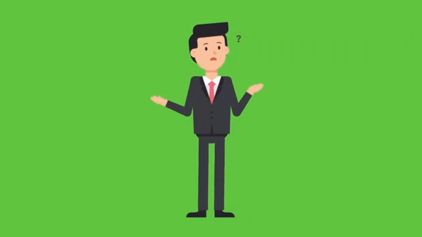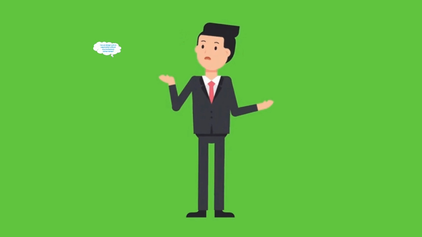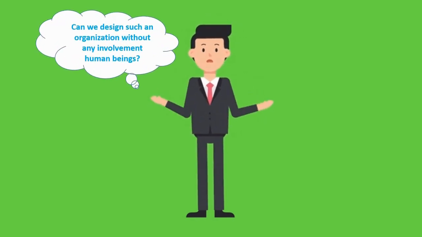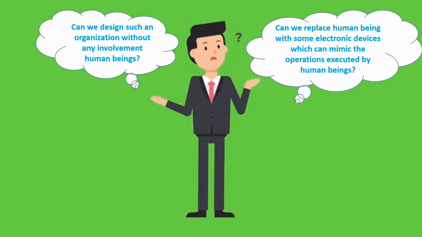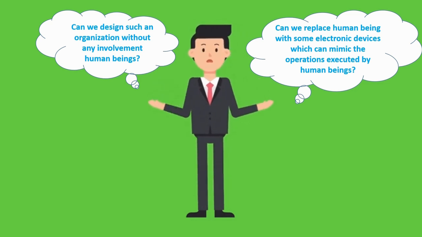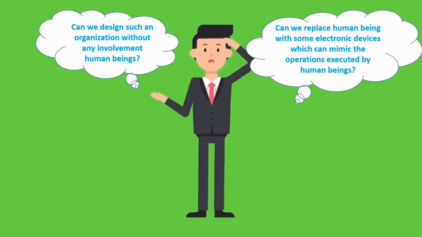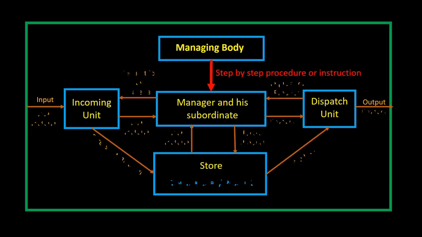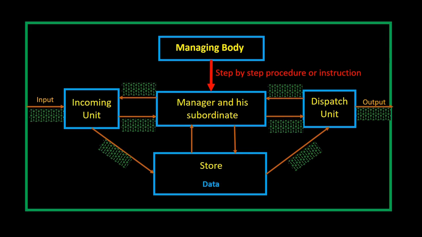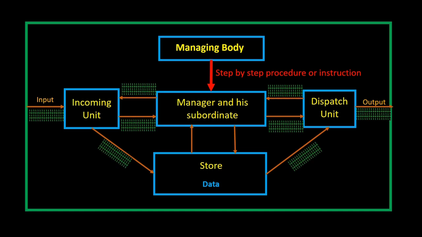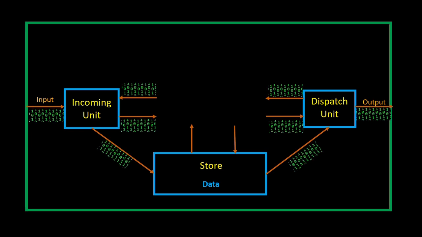So looking at this environment, somebody engaged in thoughts. Can we design such an organization without any involvement of human beings? Can we replace human beings with some electronic devices which can mimic the operations executed by human beings? And thus in this way the idea of the microprocessor-based system was born and the design process was started. They replaced raw material by data and instructions by code with ones and zeros. Over the period of the design process, designers first came up with an integrated circuit which has an ability to mimic the processes executed by the processing unit, as it is the heart of the organization and has an ability to process input as per the instructions of the managing body. It was named the central processing unit or simply processor.